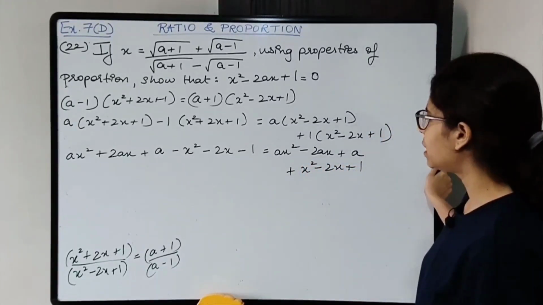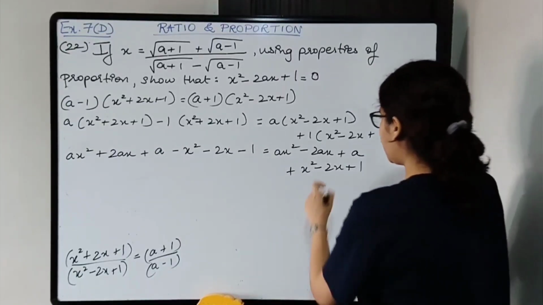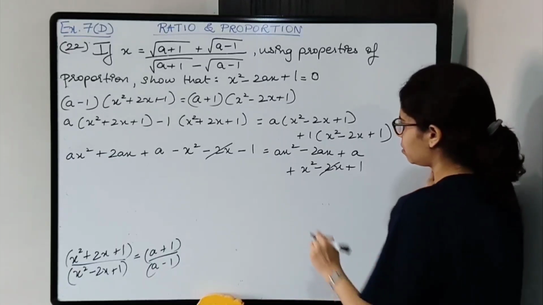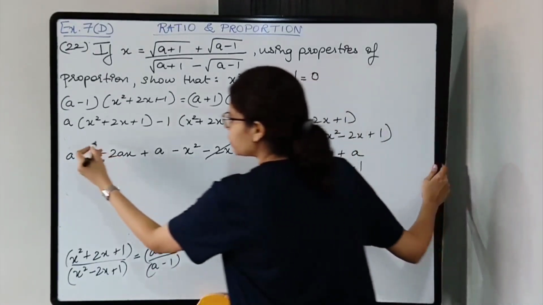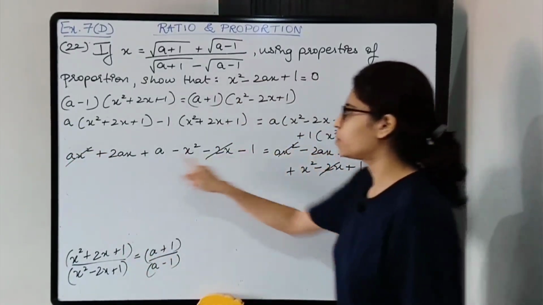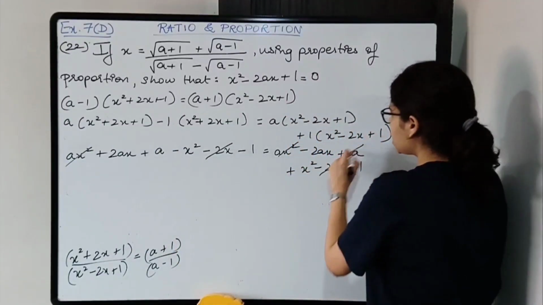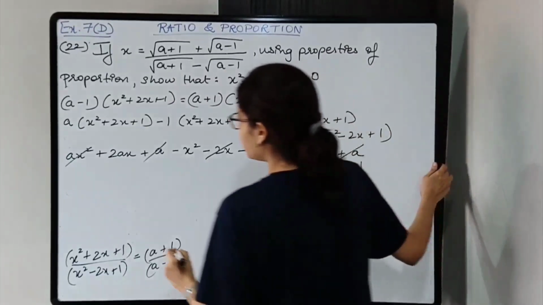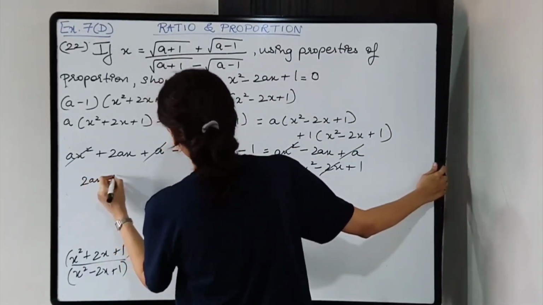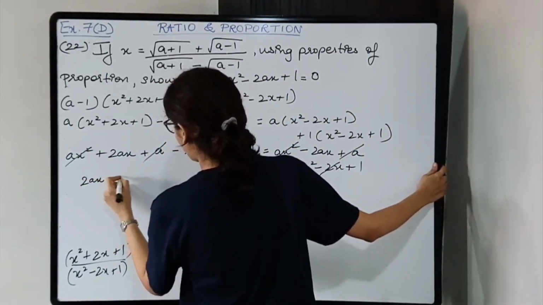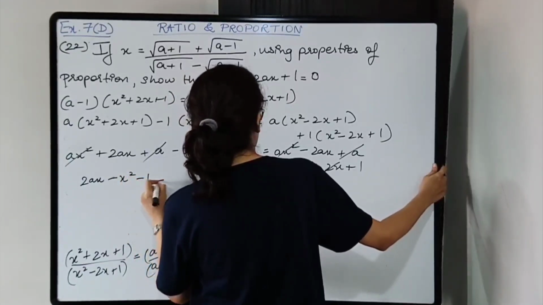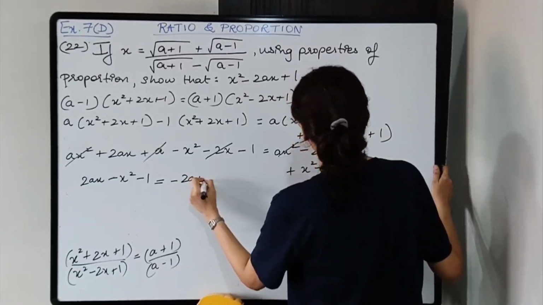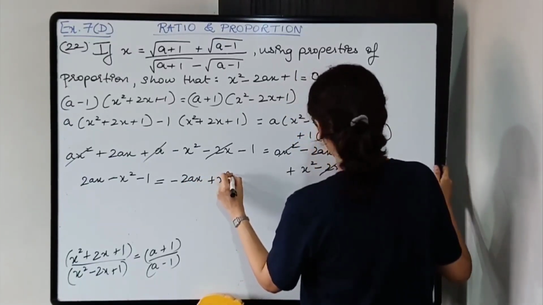Let's see if anything is getting cancelled. Minus 2x, minus 2x. Okay, check the signs, don't make the mistake. Opposite signs will not cancel. These are opposite signs. Plus a will cancel. Okay, so we are left with 2ax minus x square minus 1 equal to minus 2ax plus x square plus 1.